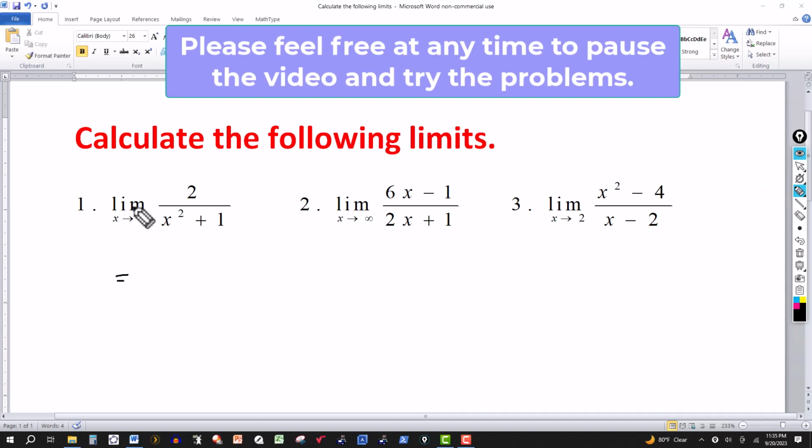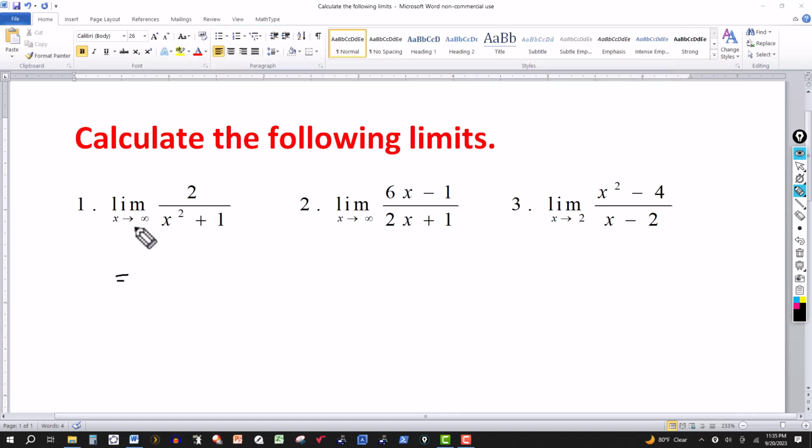We've got the limit as x goes to infinity of 2 over x squared plus 1. Well, you can see that as x gets real large, x goes to plus infinity, 2 stays fixed in the numerator. But in the denominator, you've got x squared plus 1. So the denominator gets larger and larger. So you've got basically 2 over infinity. The denominator gets larger and larger, so the value of this expression as x goes to infinity goes to 0.